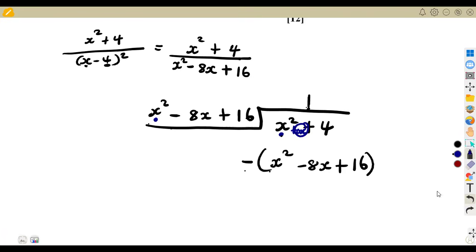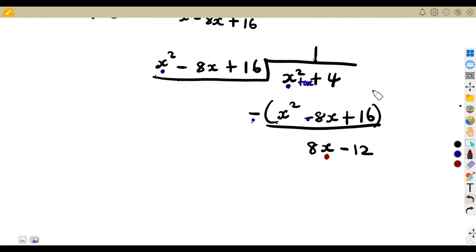If we subtract this, that's 0 minus minus 8, which is positive 8x. For the numbers, you do the same: 4 minus 16 is minus 12. This is what you're going to have if we subtract. If we try to divide 8x by this, it's impossible. So if we divide this whole part, we are going to have 1 as a whole number. So this whole part gives us 1 plus the remainder. This represents our remainder.